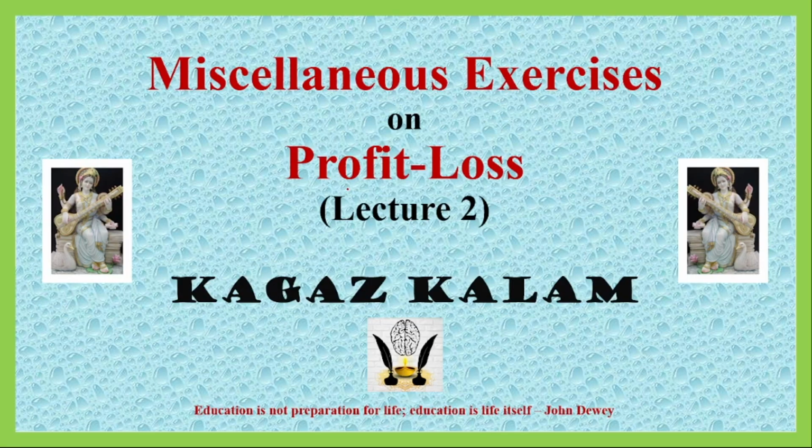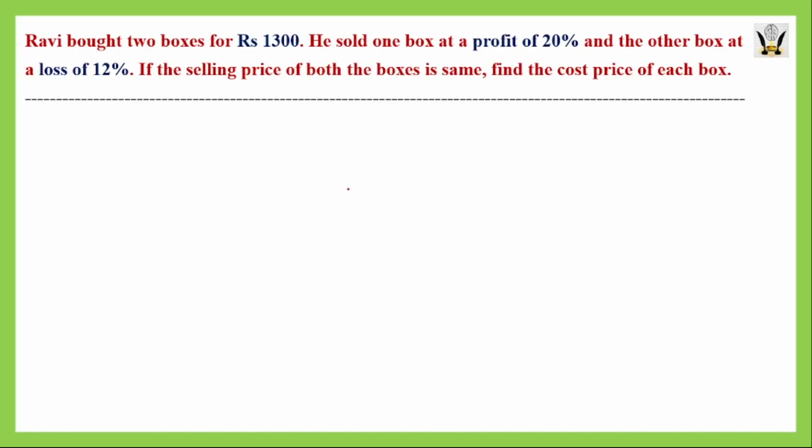So let's get started. The first problem sum says that Ravi bought two boxes for rupees 1300. He sold one box at a profit of 20% and the other box at a loss of 12%. If the selling price SP of both the boxes is the same, then find the cost price, meaning CP, of each box.